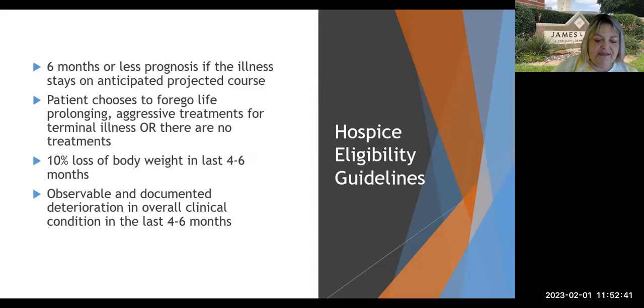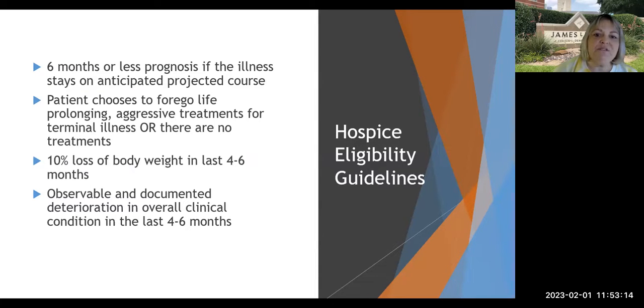We have to believe or think, as the healthcare professional, that the patient has 6 months or less if the prognosis of the illness stays on the anticipated projected course. Another eligibility guideline, the patient chooses to forego life-prolonging aggressive treatments for a terminal illness, or there are no treatments.